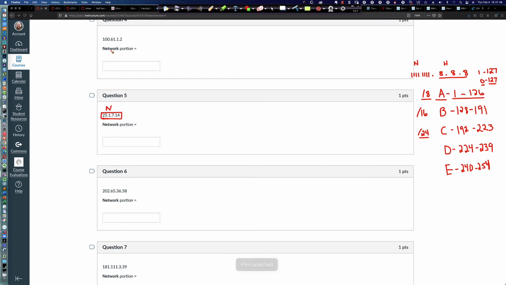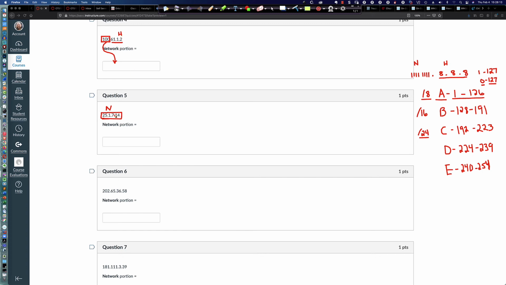So question number 4 is 100 is the first value. Well, 100 falls within which range? It falls within our Class A range. And so the network portion of the address is 100. And that would be your answer. The last 24 bits represent the host portion of the address.